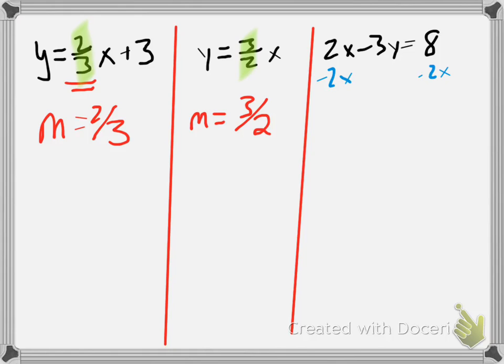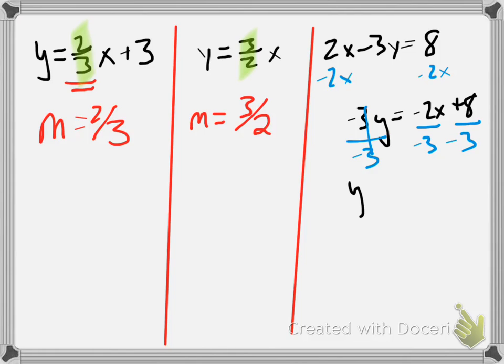Subtract 2x from both sides. I get negative 3y equals negative 2x plus 8. A negative divided by a negative is positive, right? Yes, ma'am. So when I divide those out, I'm going to get y equals 2/3 x minus, and I do have 8 over 3. Actually, I really don't even care about that, so I'm just going to leave it as 8 over 3. Remember, my whole point was to determine the slope.